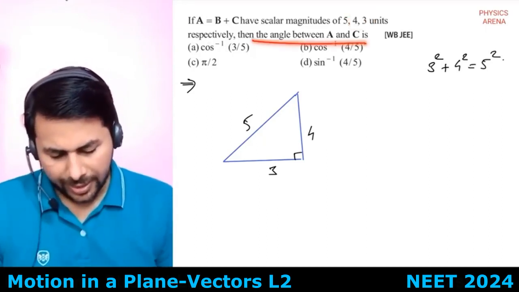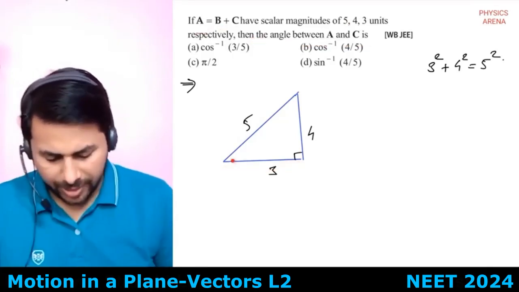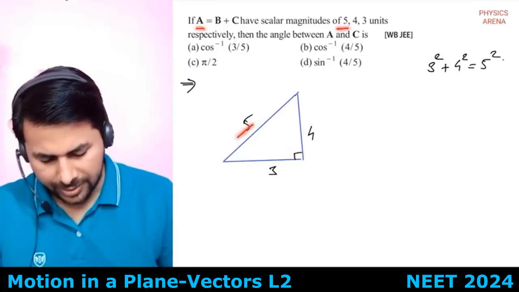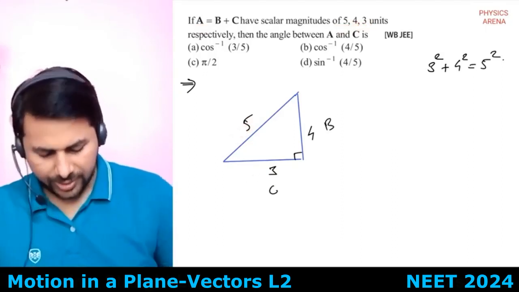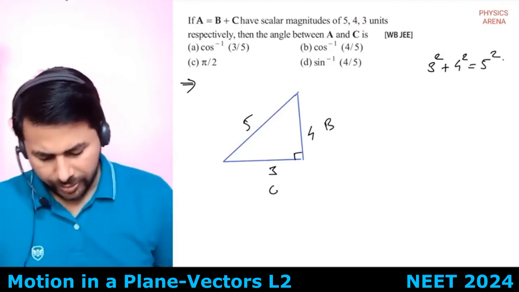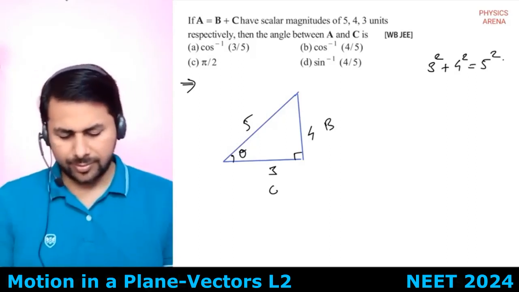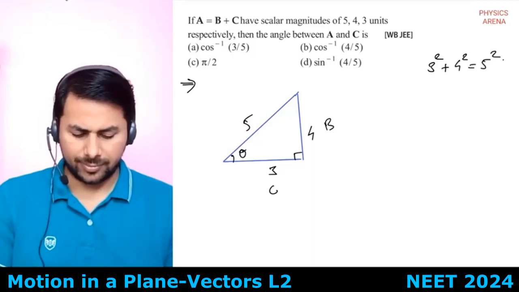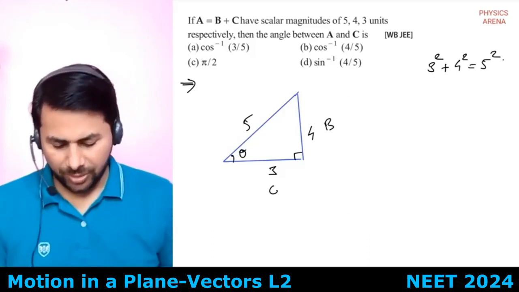So then the angle between A bar and C bar is, so A bar is equal to B bar plus C bar. Which one is A? 5 is A, this is B, and this is C. So then you want angle between this one and this one, this angle theta. Tell me. Now it's simple. Theta is equal to 53 degrees, sir. Okay, but you don't want that, no?